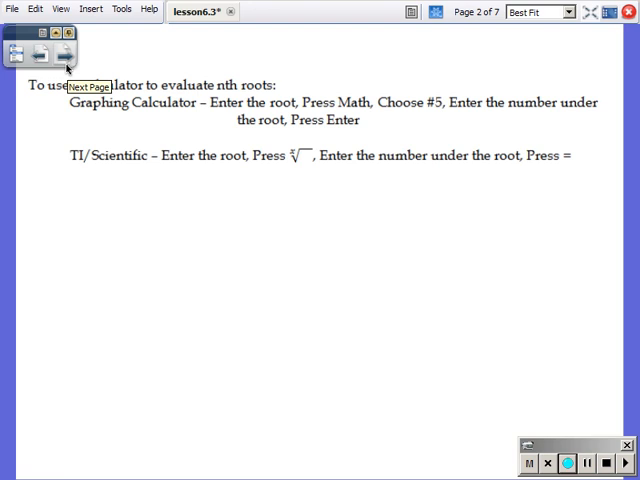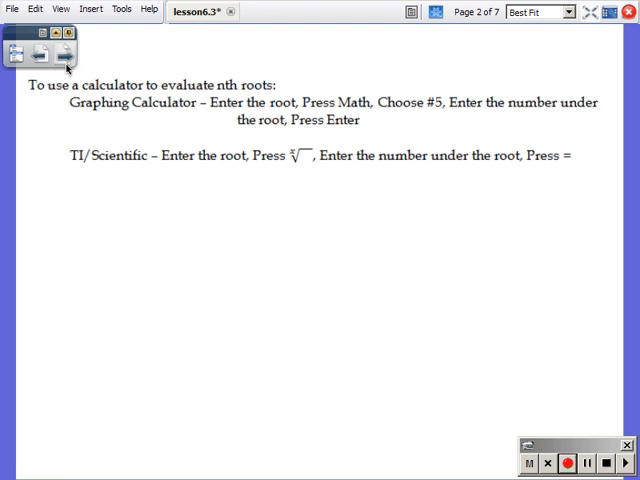On a graphing calculator, or most scientific calculators, there is, if you will, an X root button to enter that. So there are scientific calculators online. You can just Google scientific calculator. You will enter the root. So if you were doing that last one, the third root of 125, you would enter 3. That's the root. Press your root button, and then enter the number underneath, the 125. Press your equals.